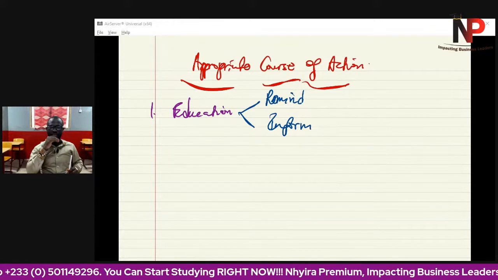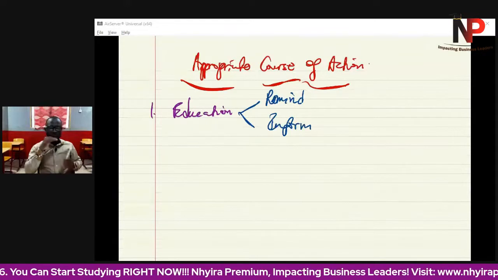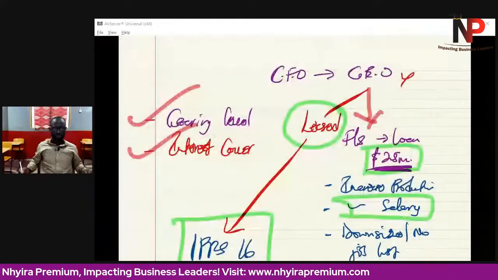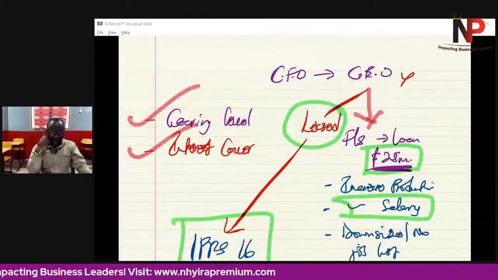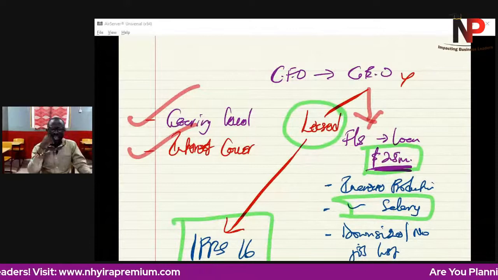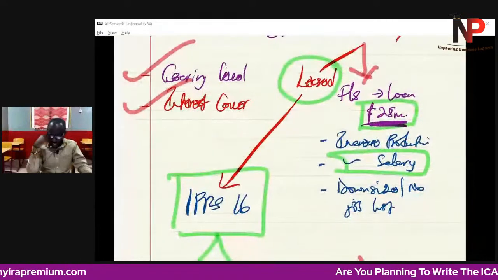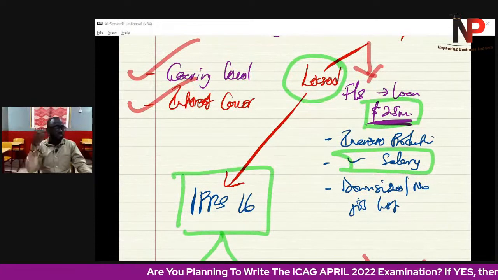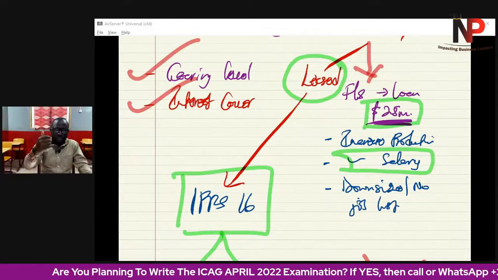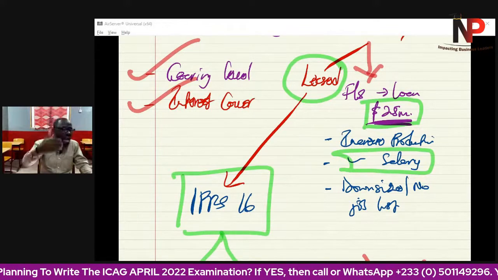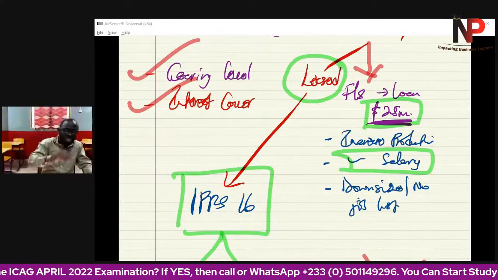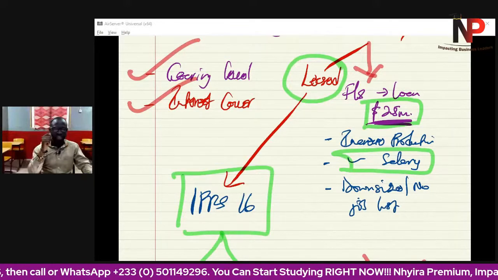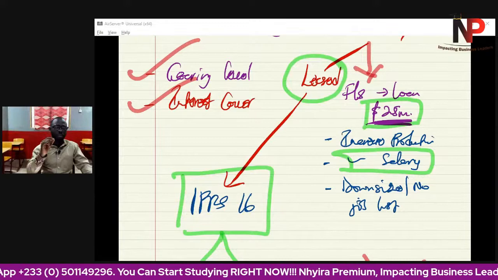But if the person doesn't know about it, then we need to inform the person. So this is where, for instance, the CFO has to say, hey, CEO, I understand that we need the loan of $25 million. I understand that when it comes, my salary will go up. I understand that without this loan, you are likely to sack a lot of people. But may I suggest to you that when we prepare the financial statements against IFRS 16, we will be presenting misleading financial statements, and I don't want to be part of that. So I'm sorry, I cannot do that.